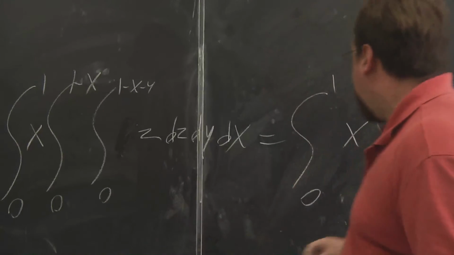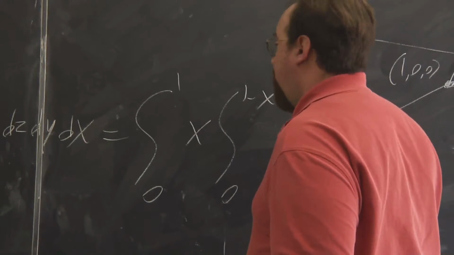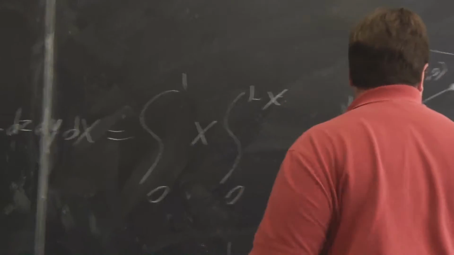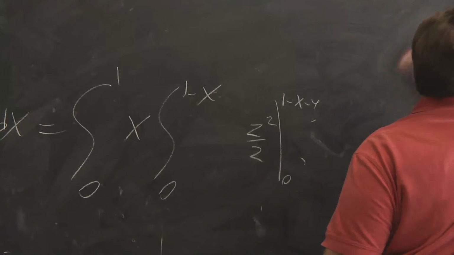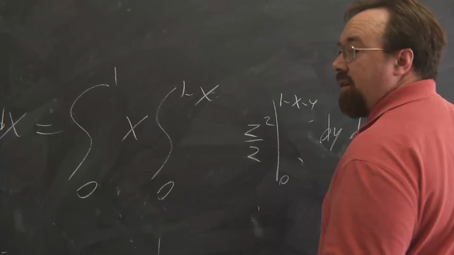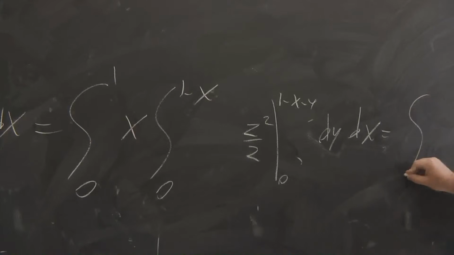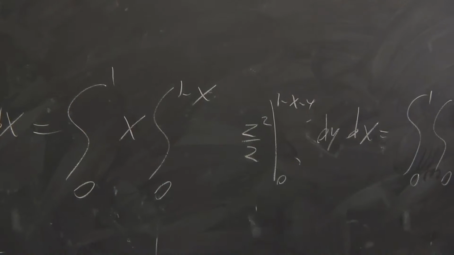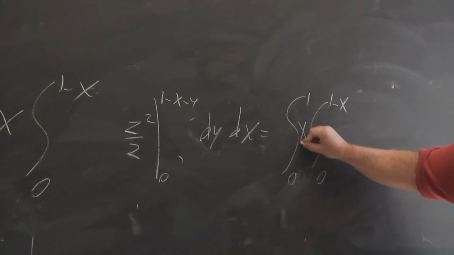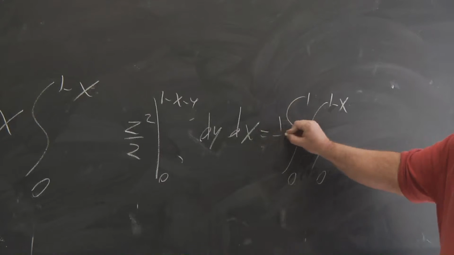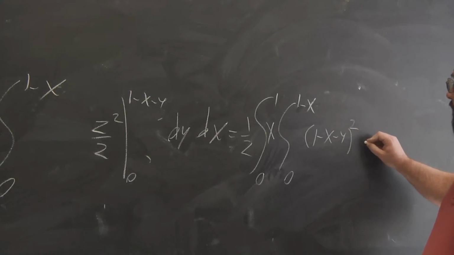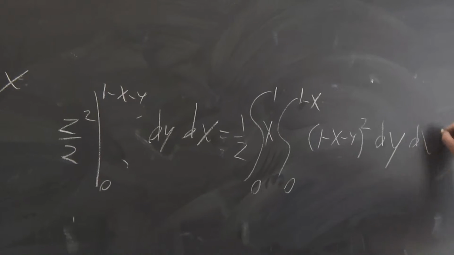And what it's going to give me is z squared over 2, evaluated at 0 and 1 minus x minus y, dy dx. So now we'll plug in our limits. All we're going to get is, okay, we have an x here, and we're going to get a 1/2. I'll just pull out the 1/2 too. We're just going to get 1 minus x minus y squared dy dx.